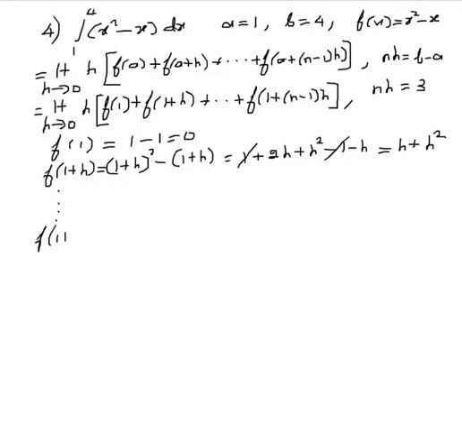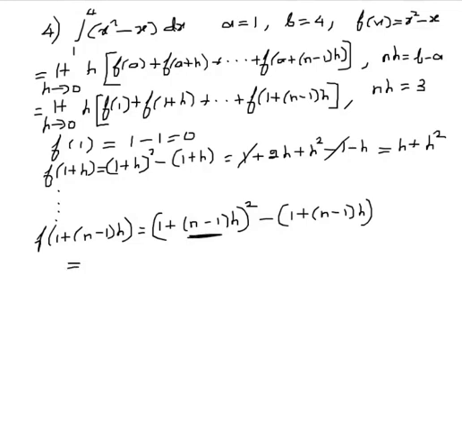Let us calculate the last term, which is f of 1 plus n minus 1 times h. 1 plus n minus 1 h the whole square minus 1 plus n minus 1 times h. I told you to open the brackets and simplify, but don't open the brackets of n minus 1. Other brackets you simplify. A square term, 2ab term, plus b square term.